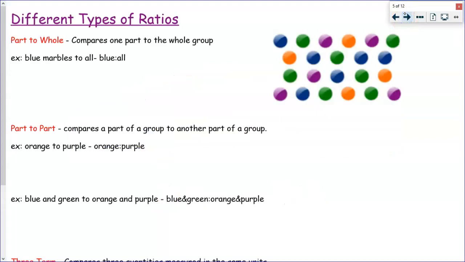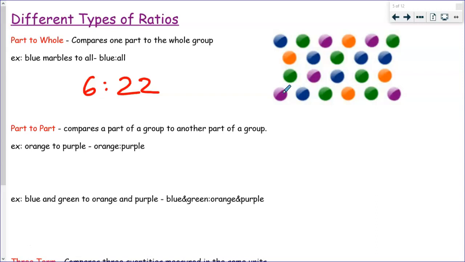And here's the different types that we're going to talk about throughout this unit. So part to whole, a part of a ratio to a whole, compares one part to the whole group. So for example, we have blue marbles to all. Okay, written as words, which we don't with ratios very often. We want the actual numbers here. So blue marbles to all would be, if you count them up, 6 marbles to 22. So blue compared to all. Make sure you include the blue in there when you're counting.